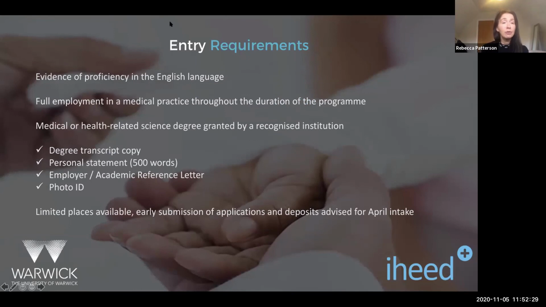So the entry requirements for the program, we look for not necessarily evidence of proficiency in English language. Most of that in Malaysia in particular is exemplary and there's no need for it. We do look though for full employment in a medical practice through the duration of the program. We look for a degree transcript copy of your MD, MBBS, nursing, pharmacist qualification. You must have a bachelor qualification in a health-related science degree. You need to give us a 500-word personal statement as your motivation for doing the program, an employer or academic reference to prove that you're in full employment and in good standing, and you need a photographic ID. This can't be a selfie. It must be an official ID, like a driver's license or a passport.